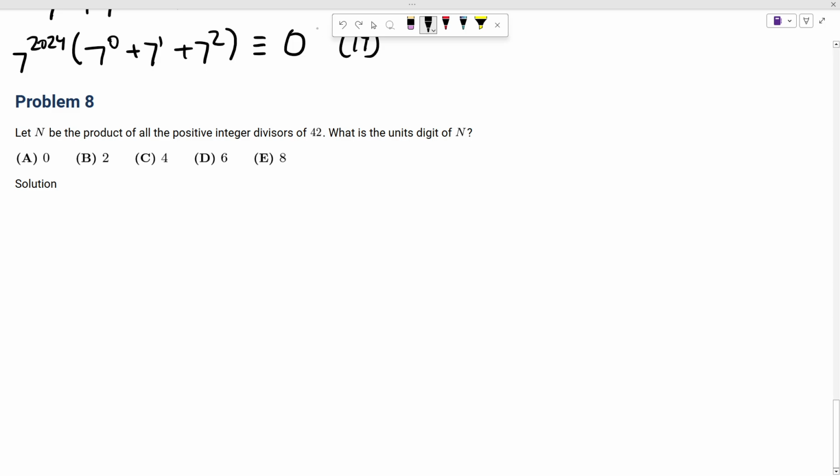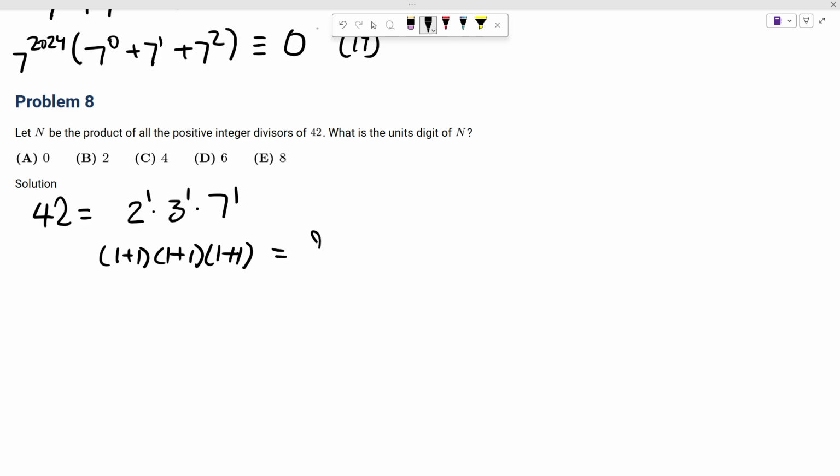So 42 is equal to 2 times 3 times 7. This means that it has 2 to the 1, 3 to the 1, 7 to the 1. So that means it has 2 times 2 times 2 divisors, which is equal to 8 divisors.